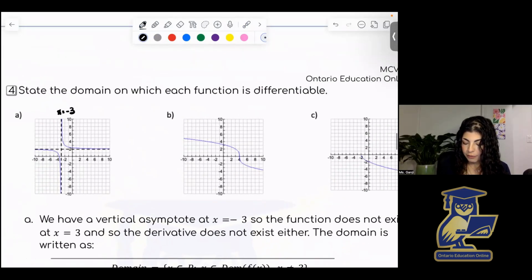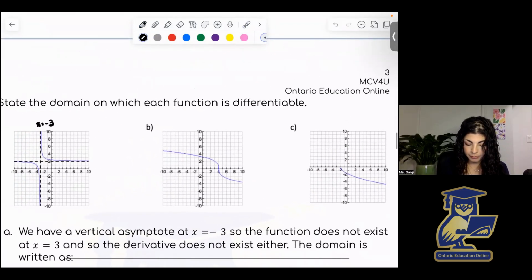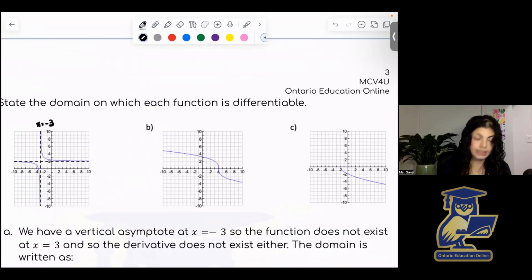So we can say the function does not exist at x is, oh, this should be -3. And so the derivative does not exist either. Because, again, remember, it has to be continuous to begin with, and then we can have differentiability. But if it's not continuous to begin with, then it's also not differentiable.